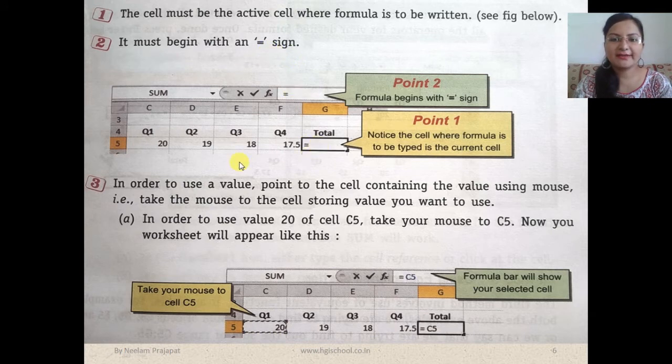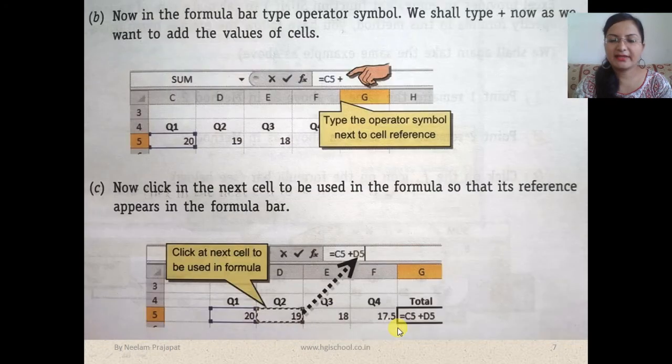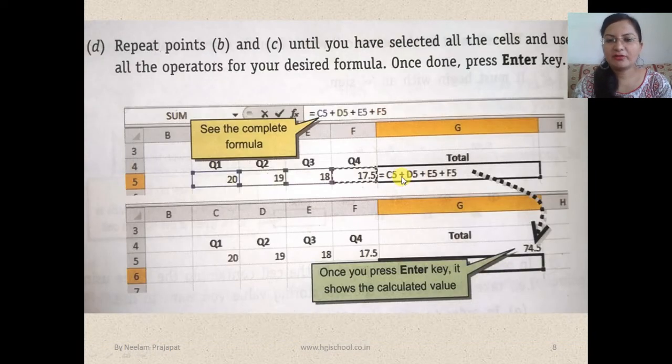Got it? Like this. Then in order to use a value, point to the cell containing the value using the mouse. You want the first cell first. This is the first cell, so click on it. Then you write plus with the help of the keyboard. Then you click here, then plus, then click here, then plus, and then click here. So automatically you will be able to see the formula here also, and then when you press enter, you will get the answer.